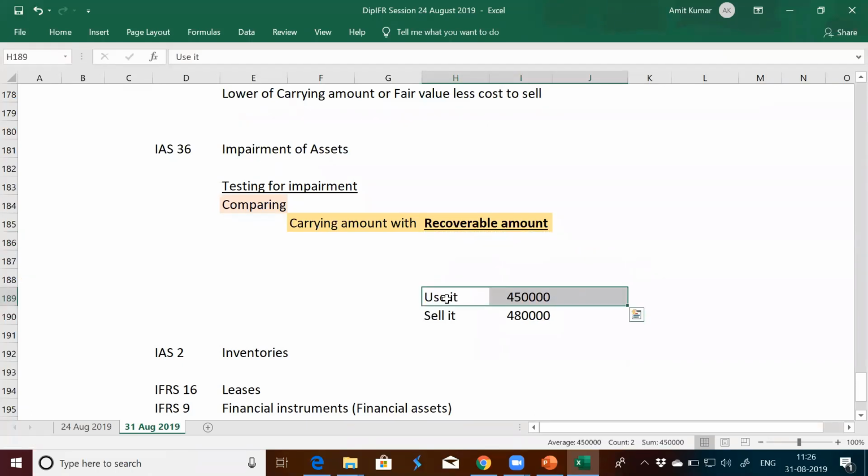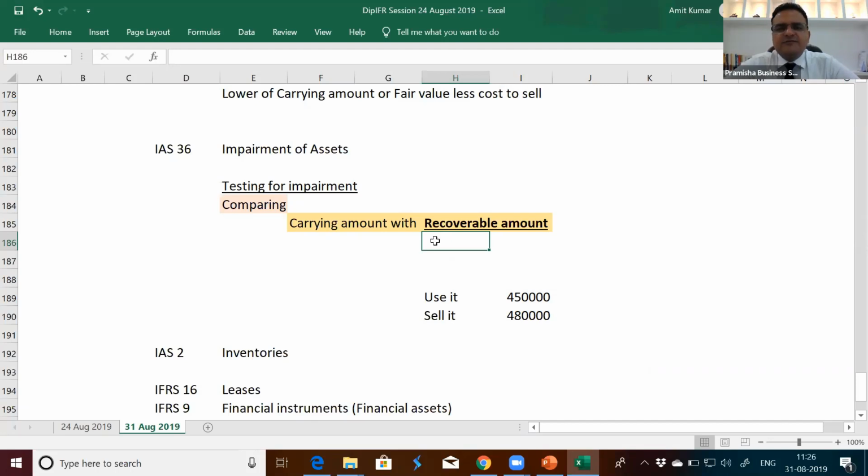So are we not following the conservative approach here? Why are we taking the higher of these two? Recovery is always higher. Conservative approach means you'll use it later on, if your carrying amount is 5 lakh and your recoverable amount is lower, when you're testing for impairment. Only when you're in this situation, otherwise life is smooth.